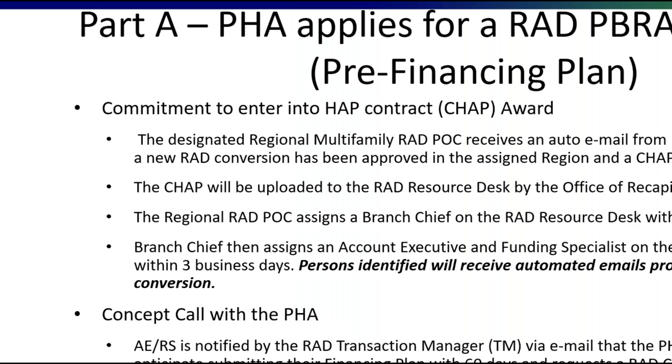Okay, so we're going to start with slide 7. Part A is the part where the commitment to enter into the HAP contract award, the CHAP, is issued, and it's issued by RECAP. We're going to refer to the CHAP now rather than the long name. Once RECAP issues that CHAP, the Office of RECAP will upload it into the RAD resource desk, and an automated email will be sent out so that the point of contact assigned for that particular region will receive notification that the CHAP has been issued, so that they can go ahead and assign a branch chief. The branch chief can then assign an account executive, usually within 3 days, so that they can be the person identified in the transaction to receive it.